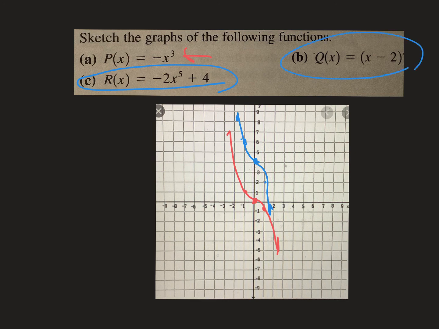This one right here, I can't see the exponent. Let's say it's x to the fourth, just for fun. If that's x to the fourth, I'm going to go right 2 because of the minus 2 inside. I'm going to go right 2. X to the fourth is going to be really steep. It's going to go just like this.